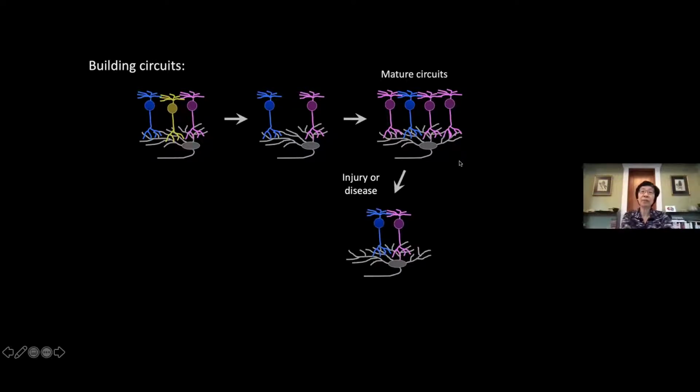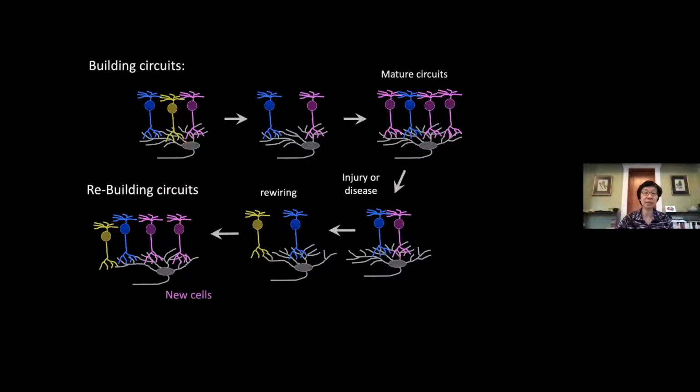We also know that in injury or in disease, neurons die, and often this leads to eventually rewiring of the surviving neurons. These rewired or remodeled circuits pose a challenge in our attempts to repair or rebuild circuits upon reintroduction or transplantation of new cells to form or try to reform circuits that have been lost.